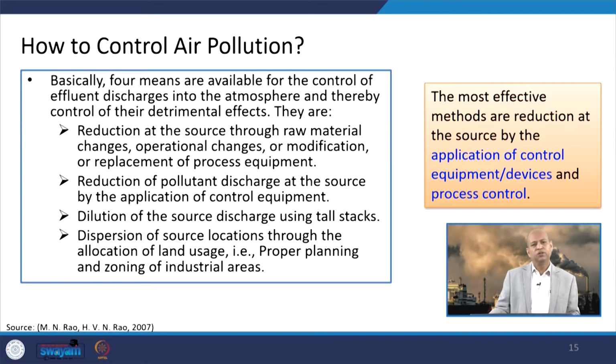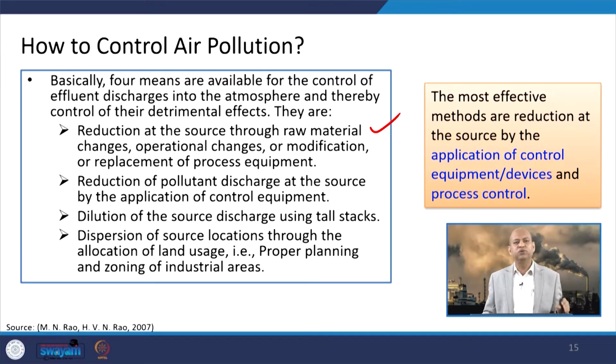So, how to control? Whatever activity we are doing, through policy measures or technological interventions, basically we are either reducing at the source. This is a very important aspect: first of all we try reduction at the source, through raw material change, operational change, process change or modification, or replacement of process equipment. So that you get rid of it at the source itself rather than controlling it after it is being emitted. It is better to control at the source itself; that is the best policy.